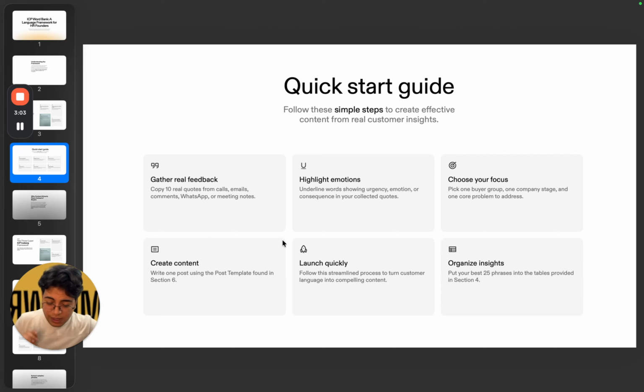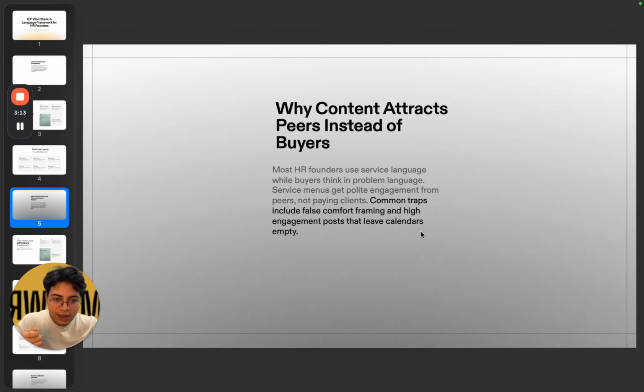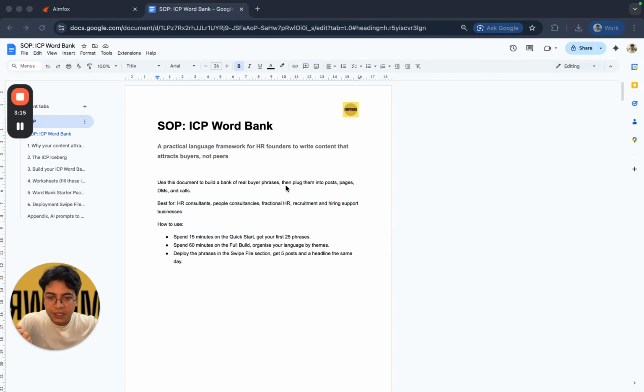By the end of this, we are going to create one post as well using this template later. While you watch this Loom, I'm repeating again, you already have this SOP document, so fill this in as we go.